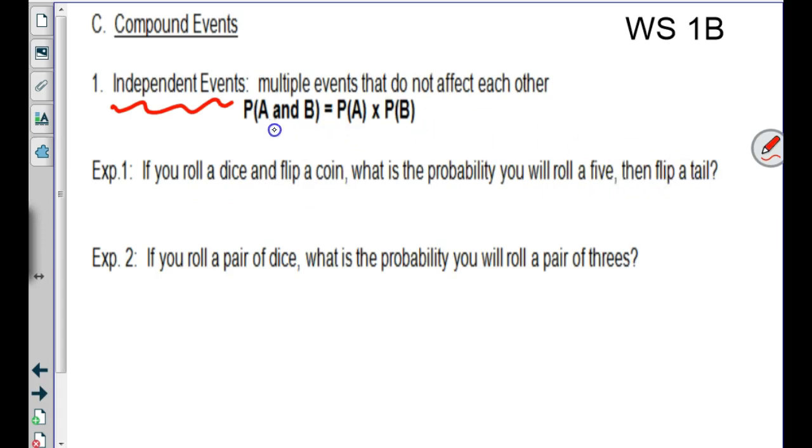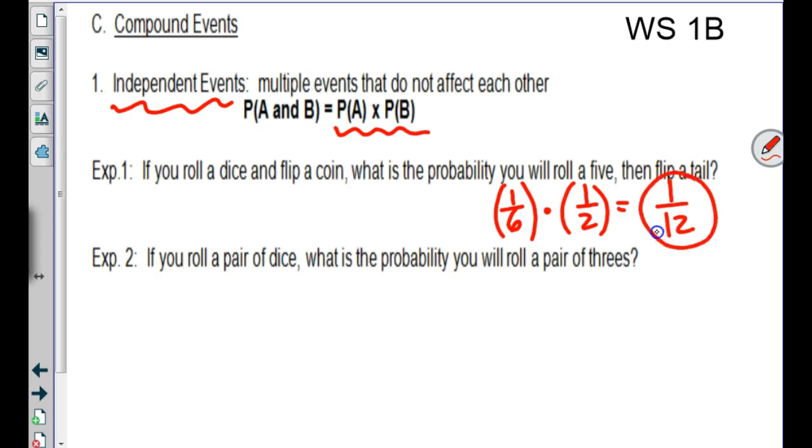Up here it says when you want these things to happen, if they're independent, you just multiply them. So to roll a 5 would be 1 out of 6, and to flip a tail would be 1 out of 2. So the probability is 1 out of 12. Any questions about that? You just multiply the probabilities together.